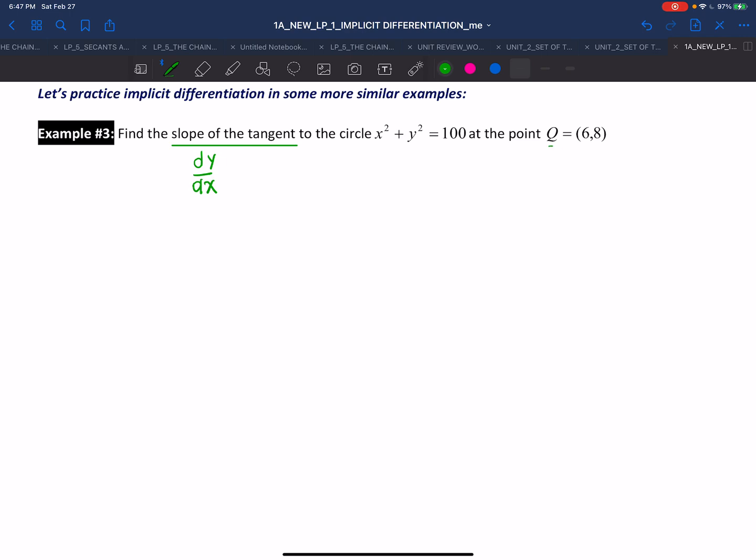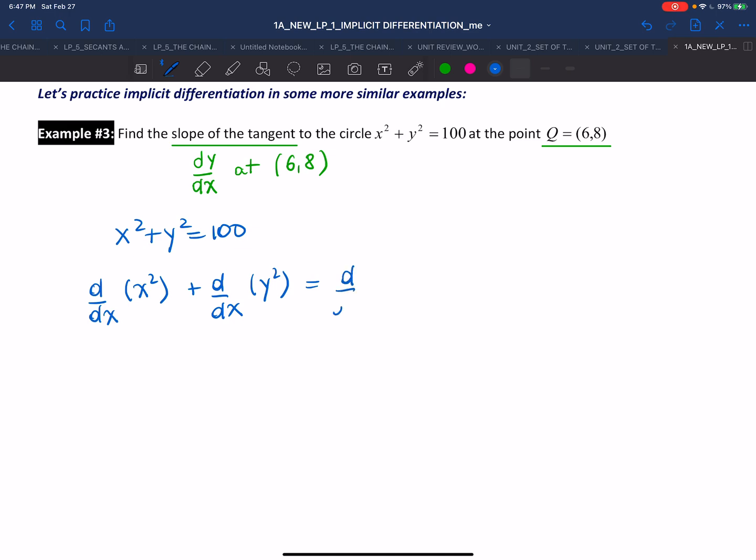And where do you want to draw the tangent? We want to draw the tangent at 6 and 8. In other words, we need to evaluate dy dx at x equals 6, y equals 8. So let's get to work. To find dy dx, we must differentiate x squared plus y squared equals 100. So we'll say d dx of x squared plus d dx of y squared equals d dx of 100.